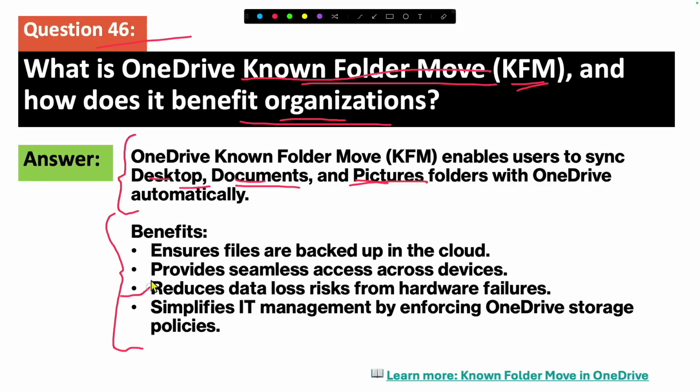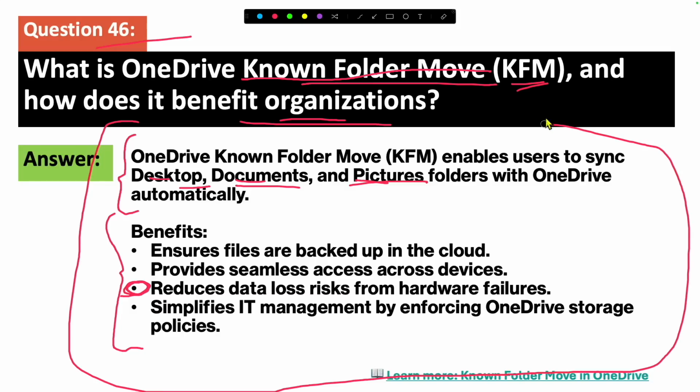This is exactly the example I used to explain this. So you can probably use this example as the overarching example to explain the whole thing. If there is a hardware failure or corruption or data loss risk, and you have Known Folder Move enabled, you are protected from that. And finally, it simplifies IT management, enforcing OneDrive storage and policies. So IT can define this policy so they don't have the headache of recovering the data using other tools and things like that. So that's how you answer this question using all of these points which I mentioned here.